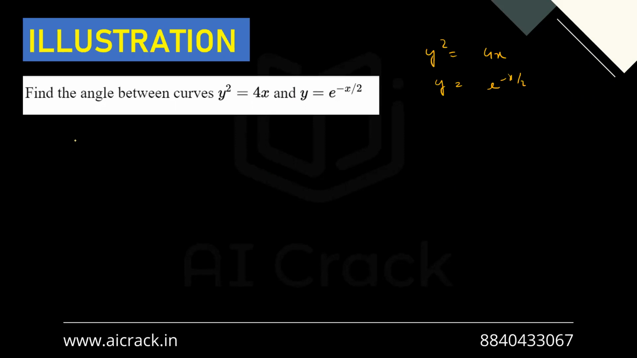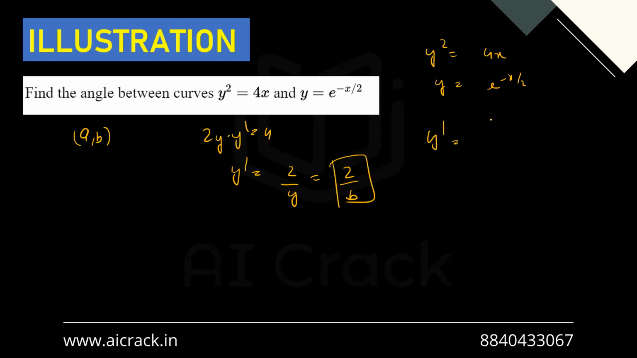Let's say these two are intersecting at point (a, b), right? So let's try to find the slope for this one. We'll be getting 2y dot y dash equals 4. So basically we'll be getting y dash equals 2 by y. For this particular point, that would be 2 by b. This is y dash. Now for the second curve, we'll be getting y dash equals e raised to the power minus x by 2 dot minus 1 by 2.